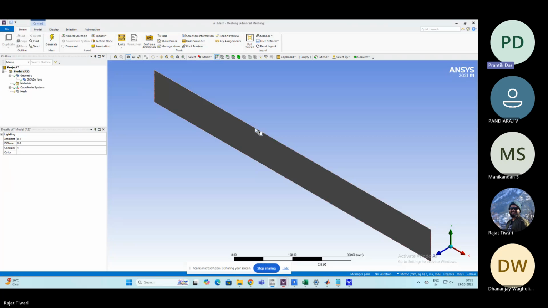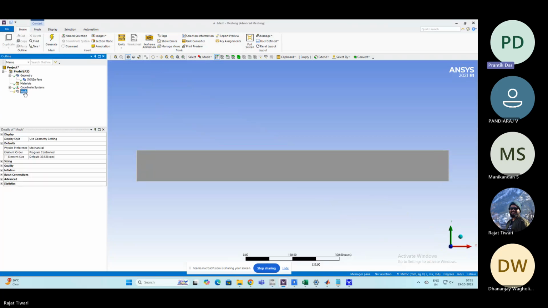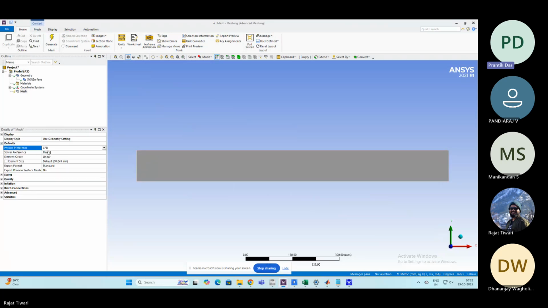Let's click on edit again. So now you can see the domain here. This one is your domain, the rectangular domain itself. What you have to do is basically mesh the geometry. Before meshing, you have to go to physics preference and convert that into CFD, which is basically your Fluent input file.